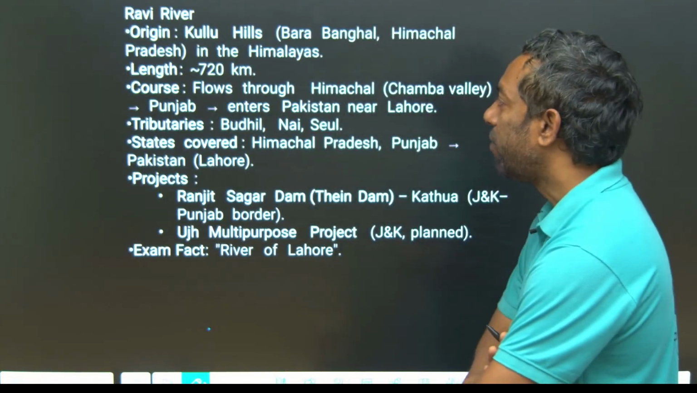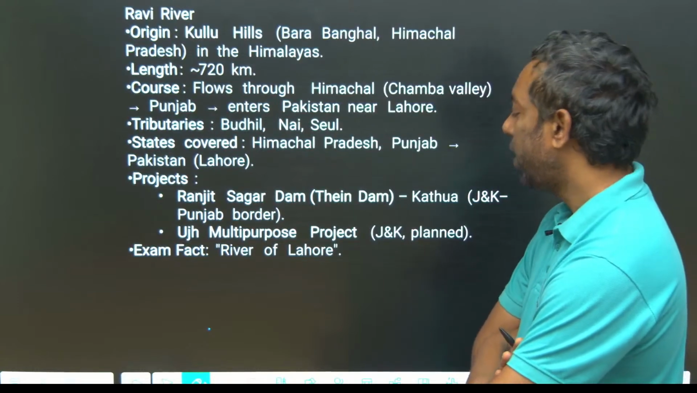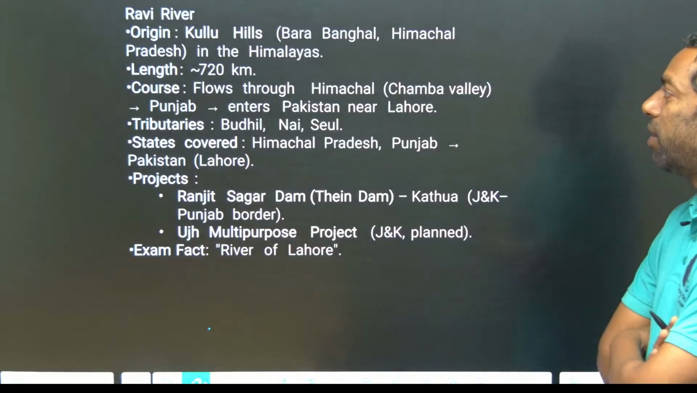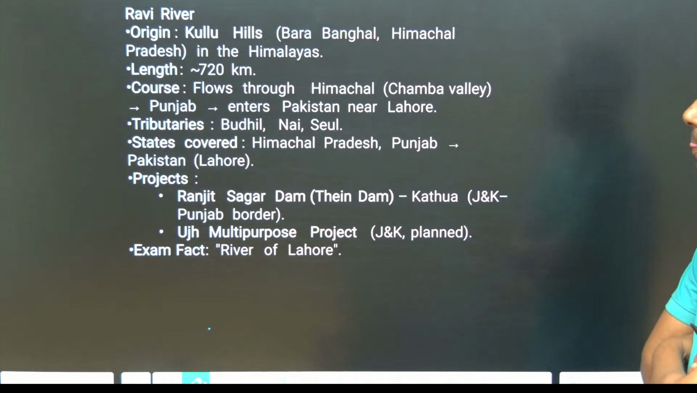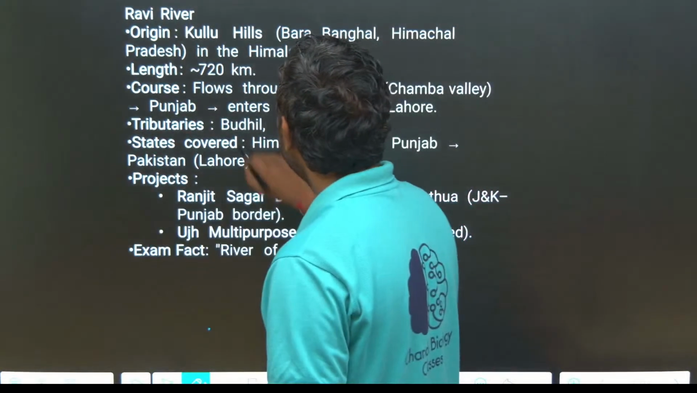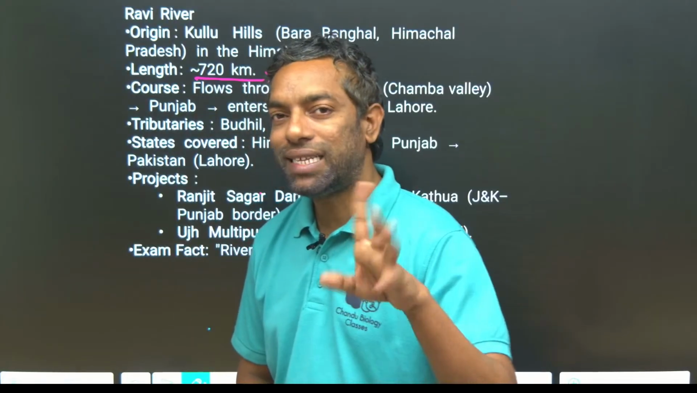Yeah, Ravi River. Its origin is the Kullu Hills, in the Himachal Himalayas. It is about 720 kilometers. There is a question forming here, guys.